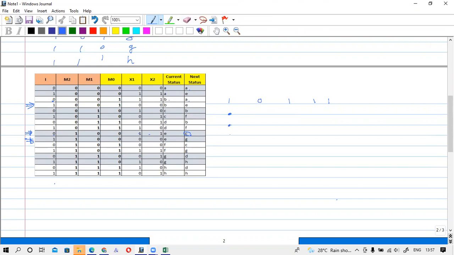So I will write the states again. A, B, C, D, E, F, G, H. And here also we will have the states A, B, C, D, E, F, G, H. And here also we will have A, B, C, D, E, F, G, H, likewise for each column.